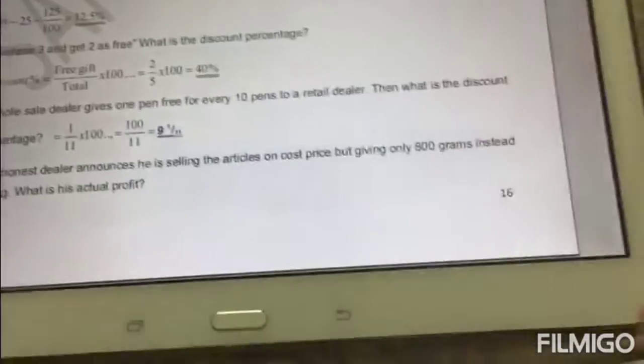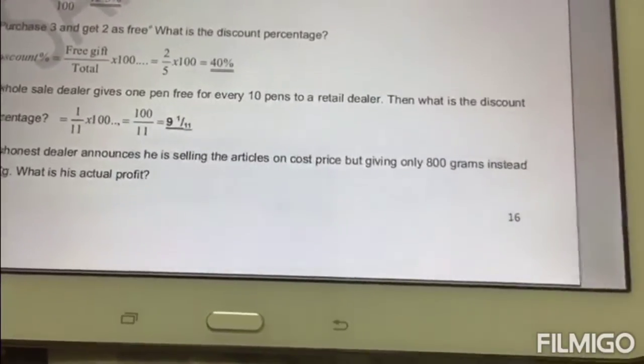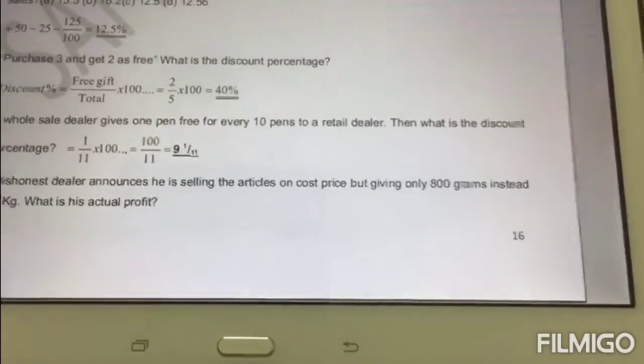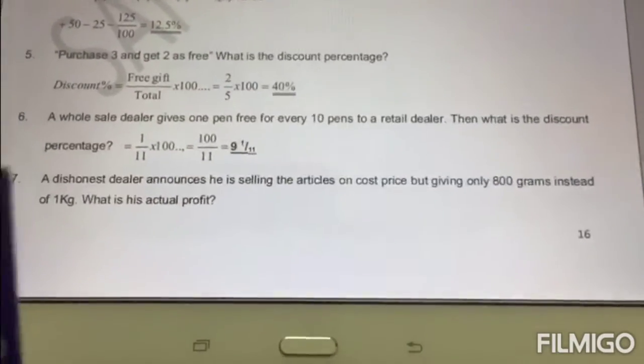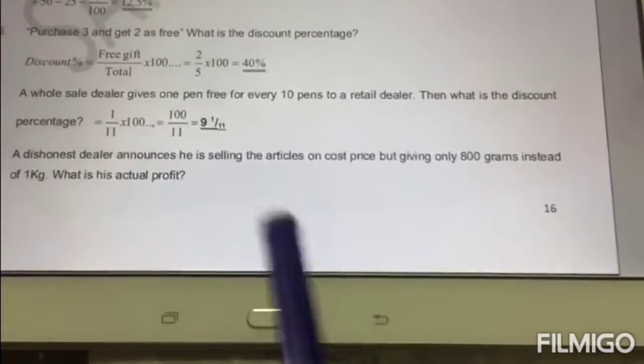See, he's very clever. He's telling everybody that whatever he's selling is at cost price. Okay, he's not charging any profit. That is what he's telling everybody. But instead of selling 1 kg, he is selling only 800 grams. That means there is some profit that he's making. What is the actual profit? Let's find out.